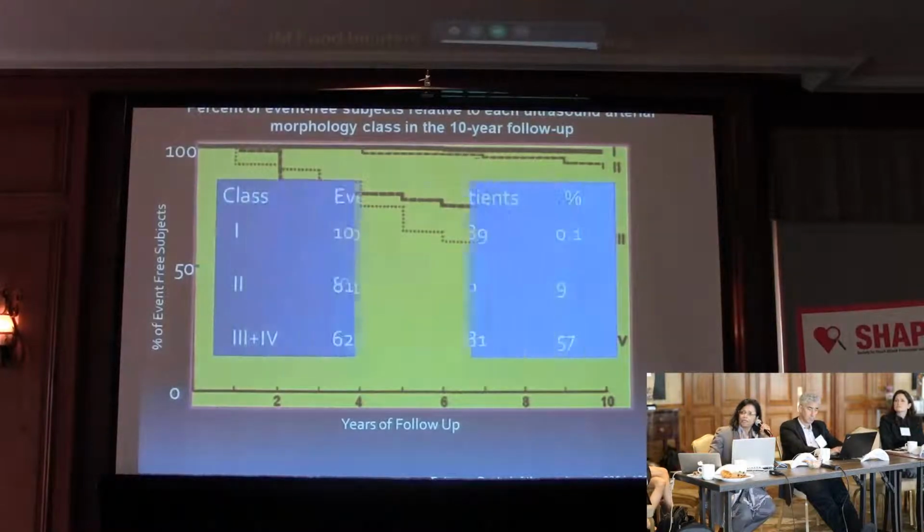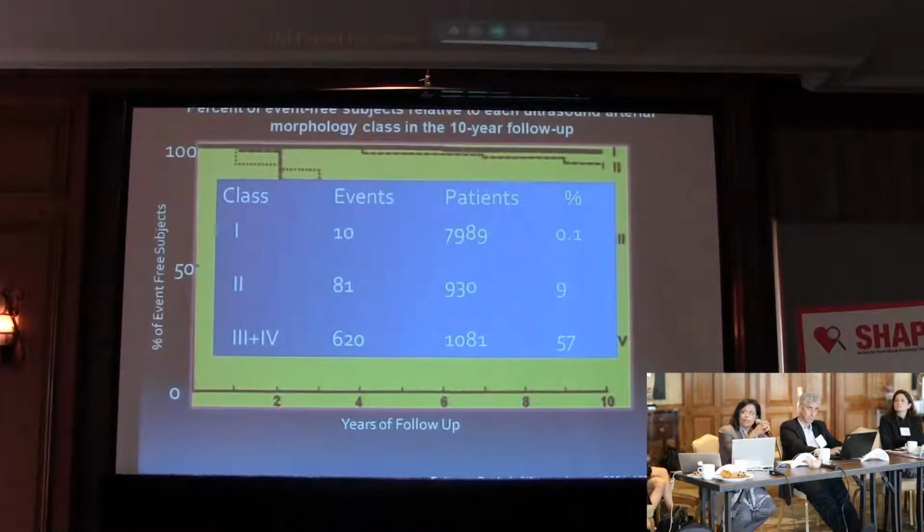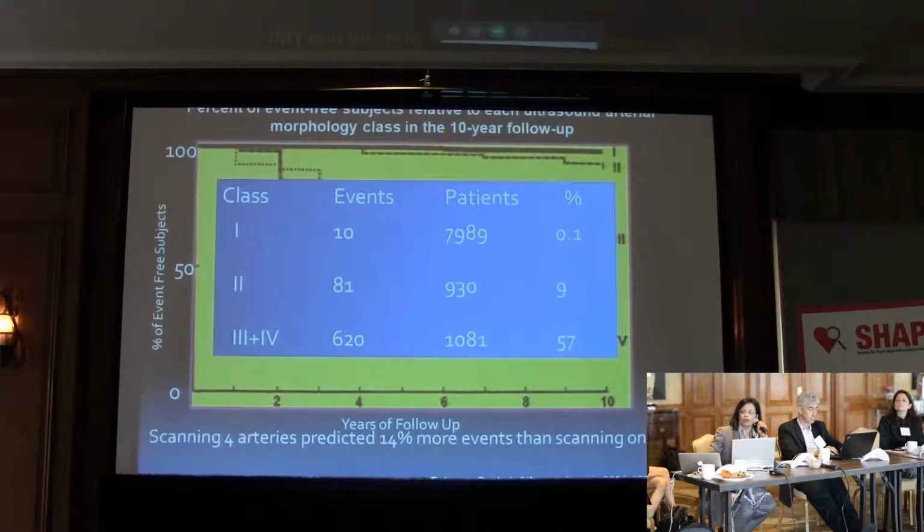They found that patients who had class 1 anatomy had only a 0.1% event rate, and that was 80% of the population. The 20% of the population who had the majority of events, about 99% of events, had grade 2 to grade 4 morphology, and the majority of events occurred in people who had grade 3 to 4 morphologies.